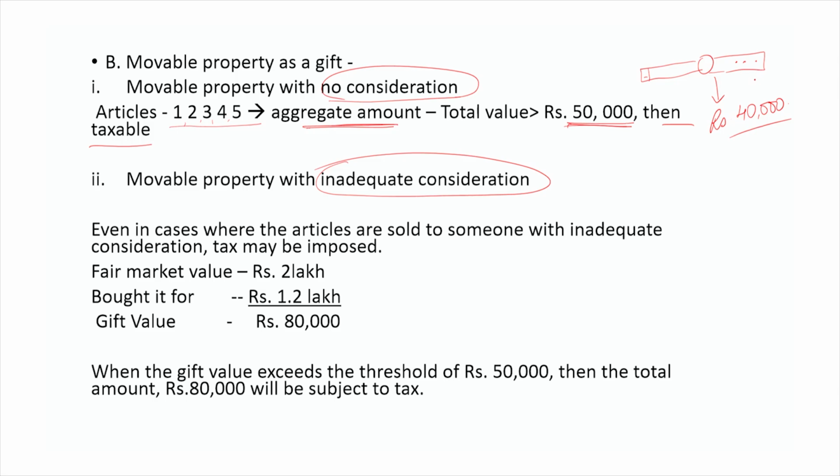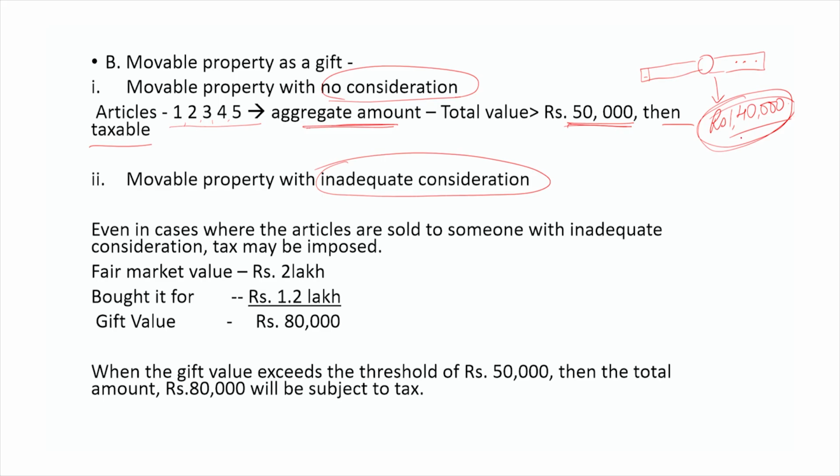Now let's say, for example, this watch is for 1,40,000. Are you liable to pay tax on it? Yes. And why do you have to do that? Because it is exceeding this value of 50,000. So on how much do you have to pay tax? On the difference between 1,40,000 and 50,000? No. You have to pay tax on the entire amount, right?